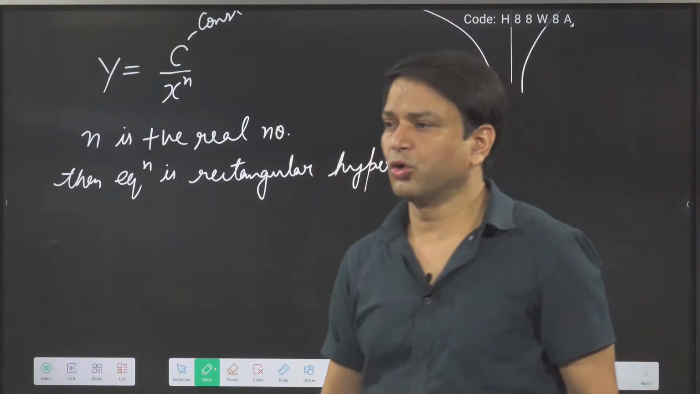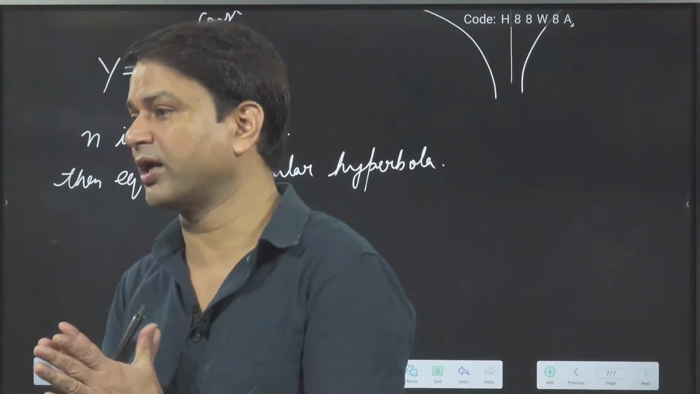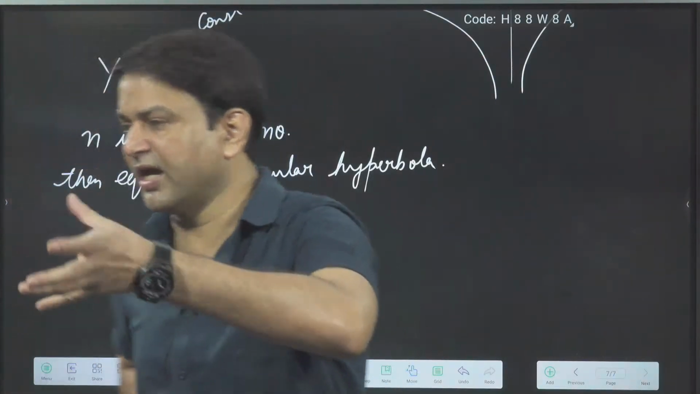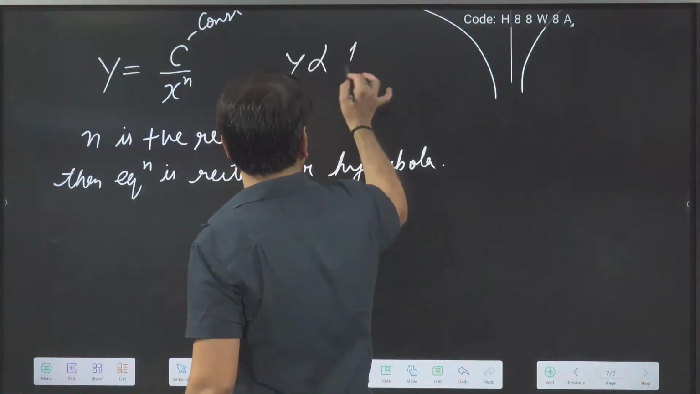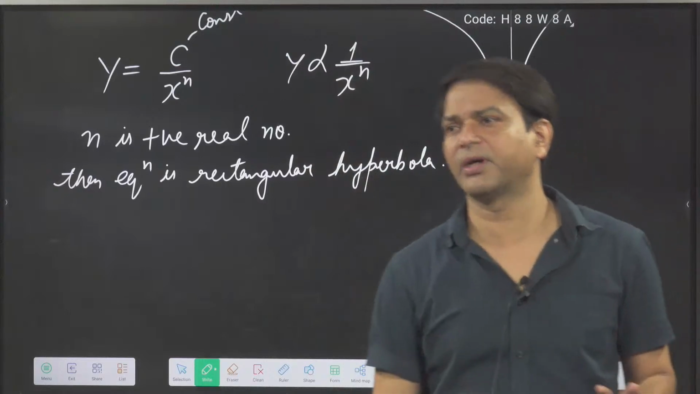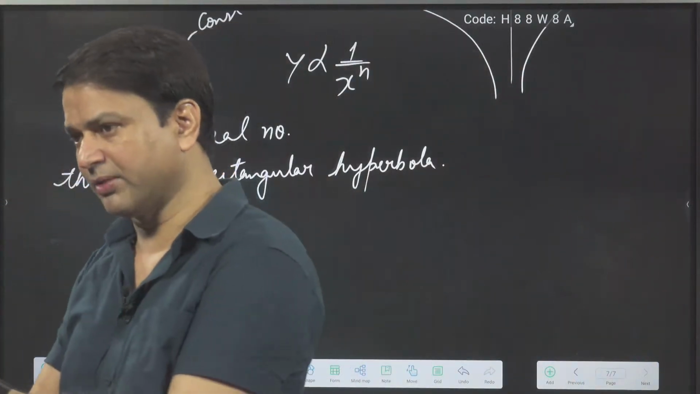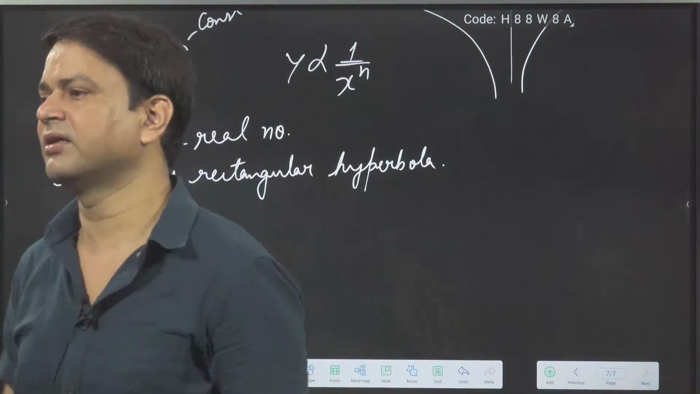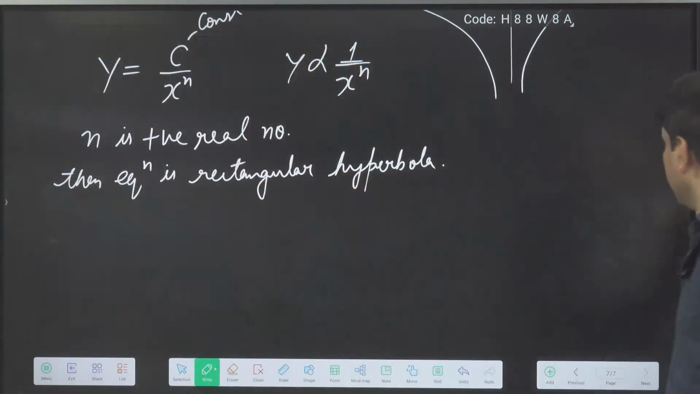Completed. So by the basis of the equation, how will we decide the rectangular hyperbola? When we are getting an inverse relation, we can say y is inversely proportional to x to the power n, where n is any positive real number, then it will be a rectangular hyperbola. It means if one variable is increasing, the other is decreasing, so it will be a rectangular hyperbola. Everybody got it?